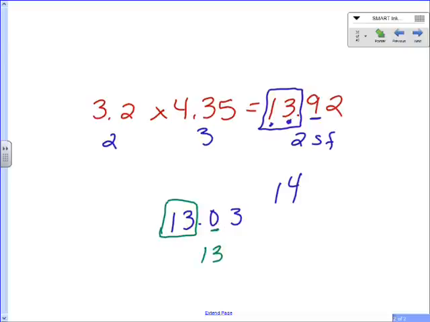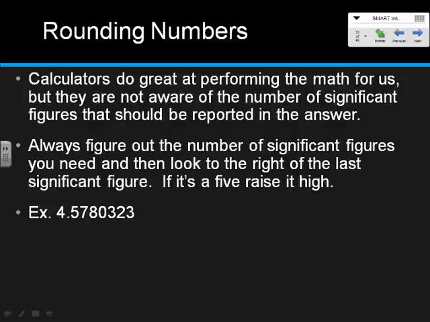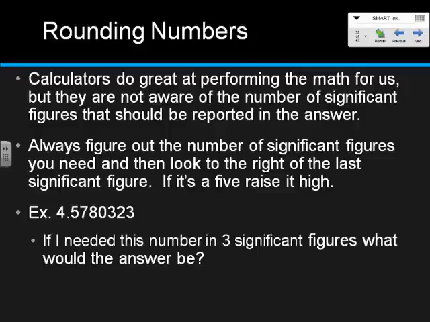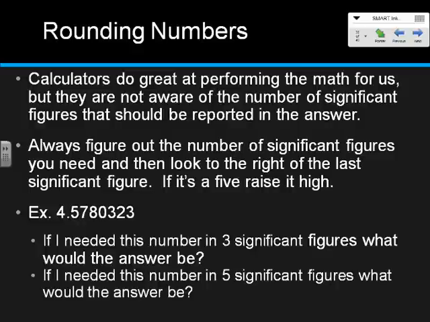So let's practice some of these on our own. All right, so let's look at this example, 4.5780323. If you needed this number in 3 significant figures, what would the answer be? And if you needed this number in 5 significant figures, what would the answer be? I want you to pause the video, figure out the answers, and then resume once you're ready to check them.